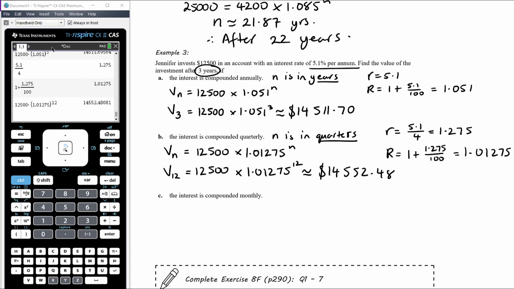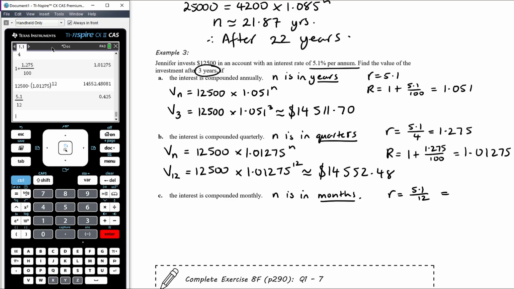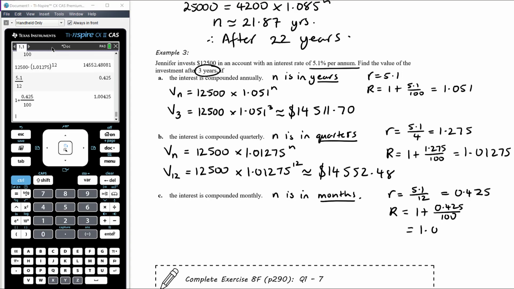All right, let's go again if we're compounding monthly. So this time n is in months when we write our formula. Our interest rate is going to be 5.1 on 12. 5.1 divided by 12. Okay, so that is 0.425. Our capital R value is 1 plus 0.425 on 100. So 1 plus this value I've just calculated divided by 100 is going to be 1.00425.